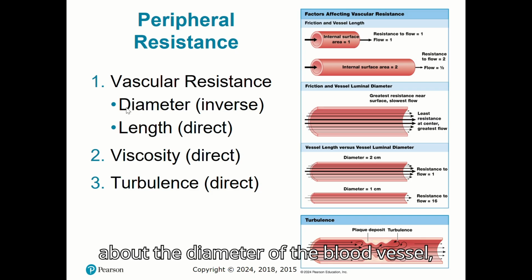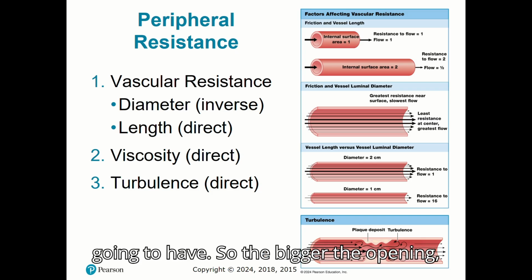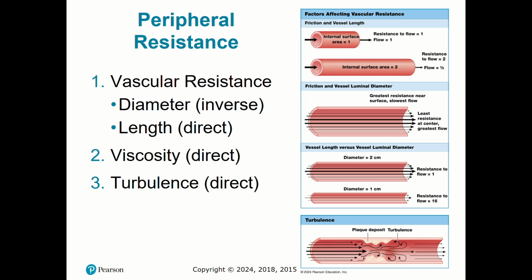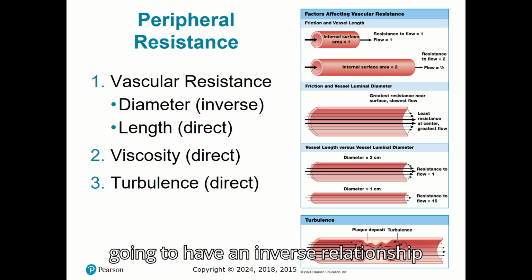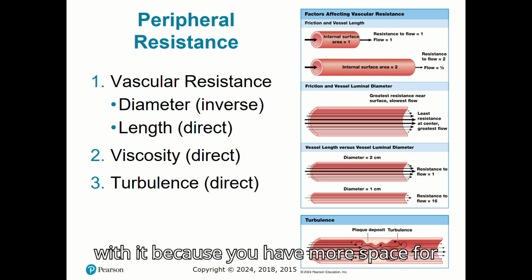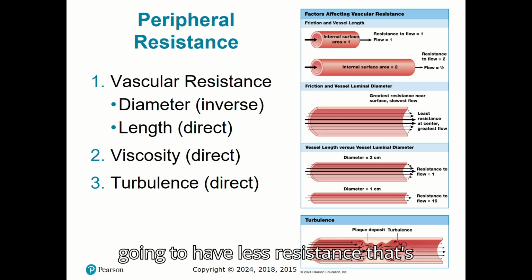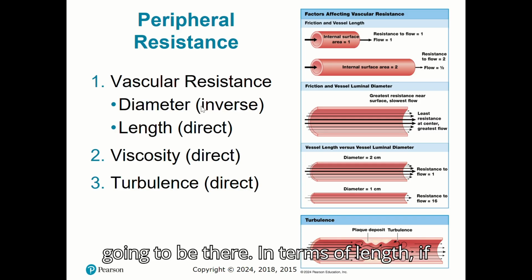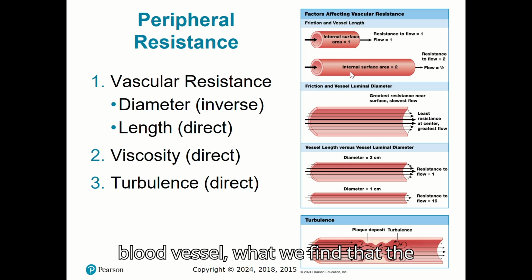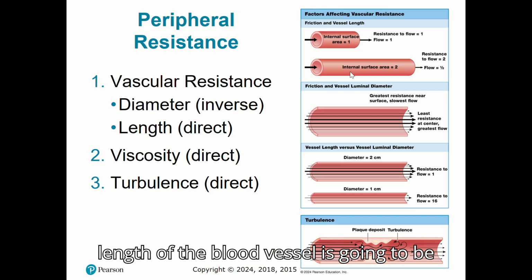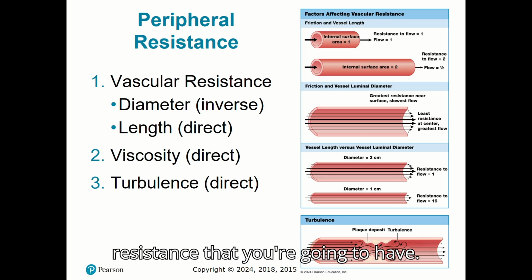When we're talking about the diameter of the blood vessel, this is how big of an opening that you're going to have. So the bigger the opening, the lower the amount of resistance that you're going to be creating. So that's going to have an inverse relationship with it because you have more space for the blood to flow through, so you're going to have less resistance that's going to be there. In terms of length, if we actually measure the length of the blood vessel, what we find is that the length of the blood vessel is going to be directly proportional to the amount of resistance that you're going to have.